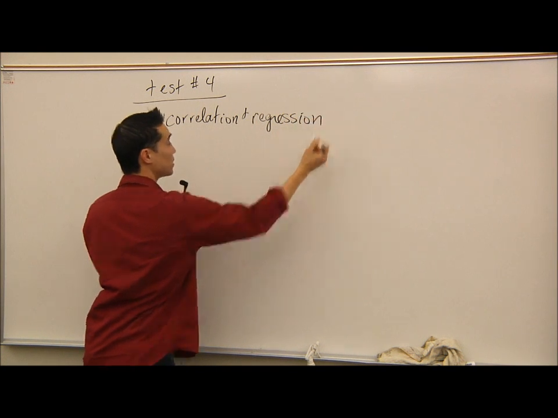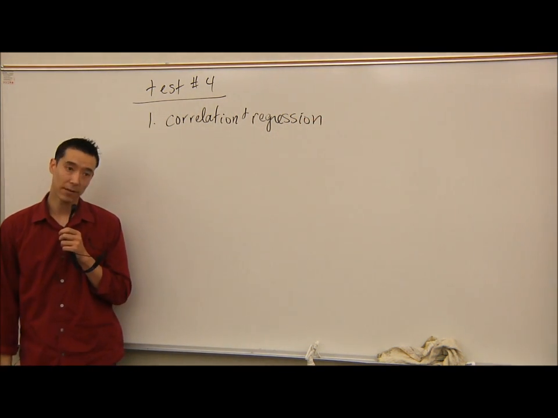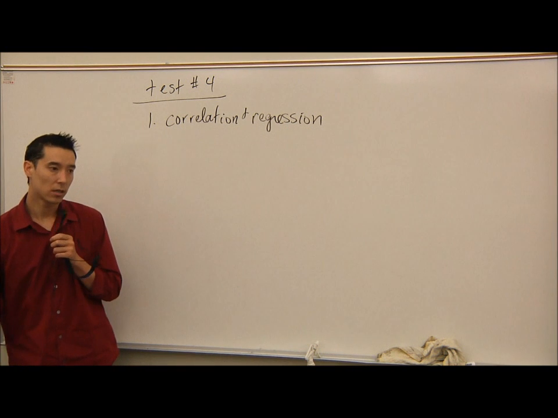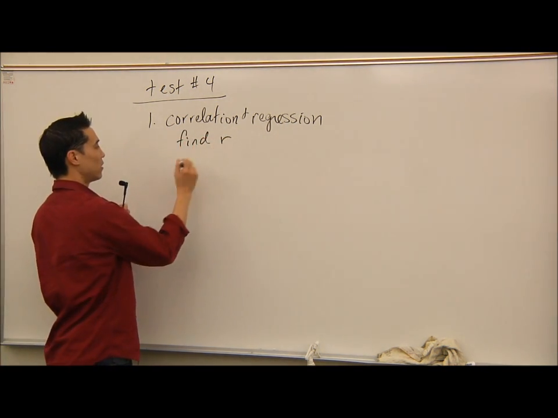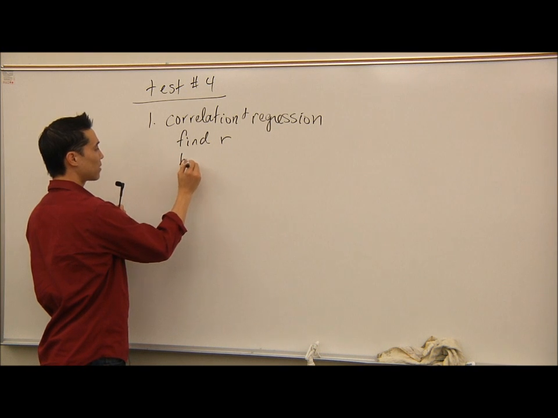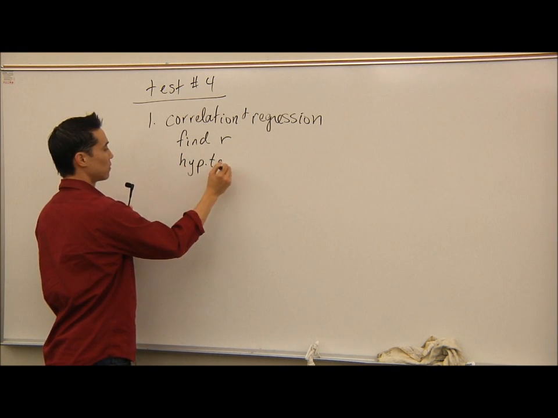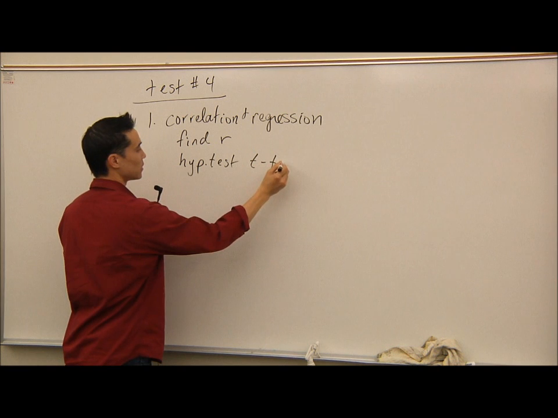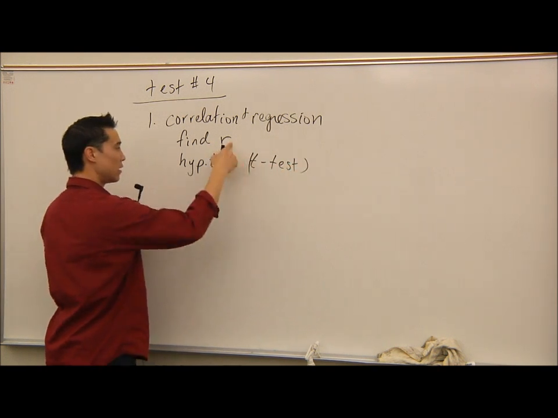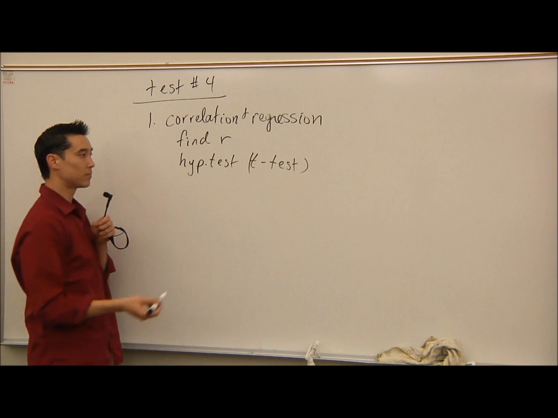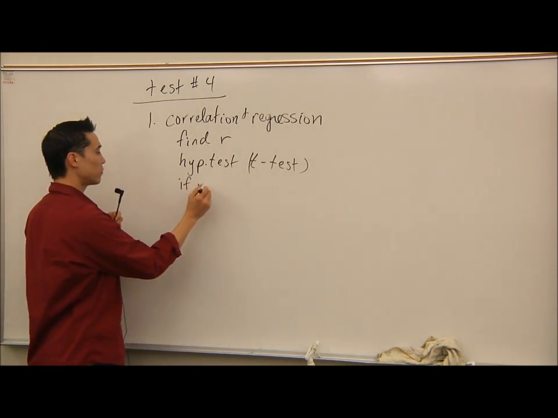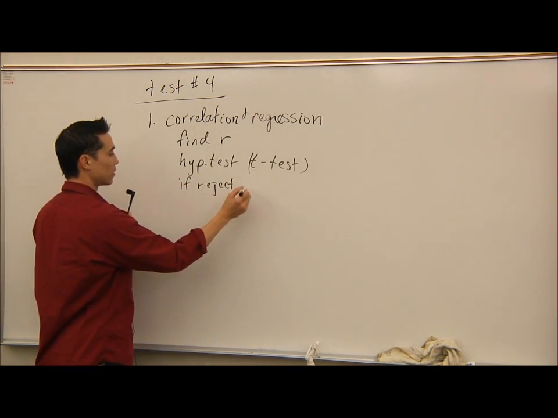And guess what? You will definitely have one of these on your test. Definitely. Okay? So there are several steps. You find R. You do a hypothesis. I'll just say a t-test. It's a t-test. If you reject this t-test, you do regression. If you reject, which you will, you do regression.